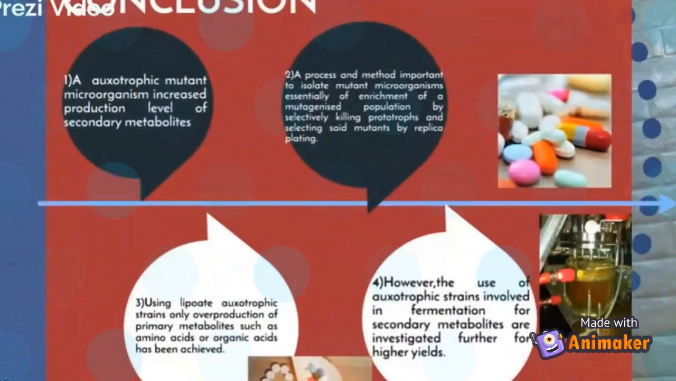The auxotrophic mutant microorganisms will increase the production of secondary metabolites, hence we use auxotrophic mutants to produce secondary metabolites. And the process and method are very important, like the isolation of the mutant microorganism, which can arrange the mutational cooperation by selectively killing the prototrophs and selecting the mutants by using the replica plating that I mentioned before. And using auxotrophic mutants such as lipoid, overproduction of primary metabolites has been achieved. However, the use of auxotrophic mutants to produce higher yields of secondary metabolites will be investigated further.